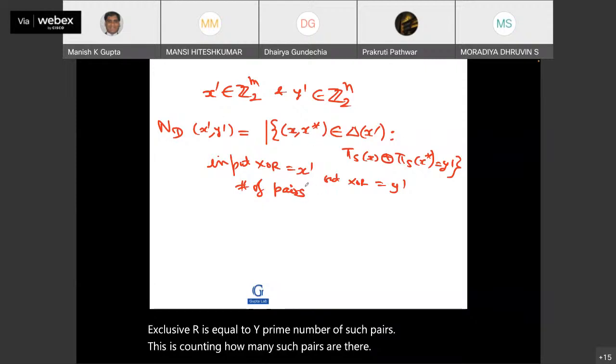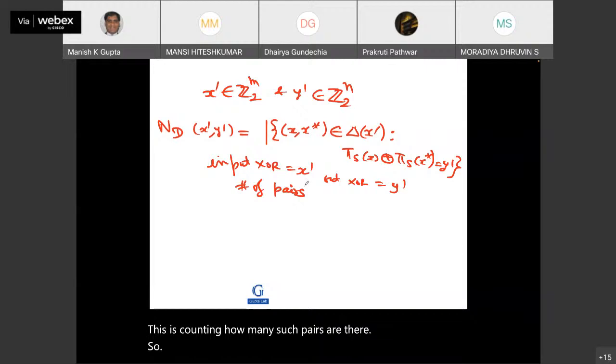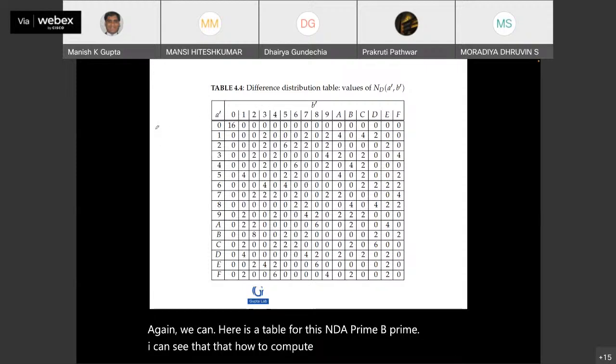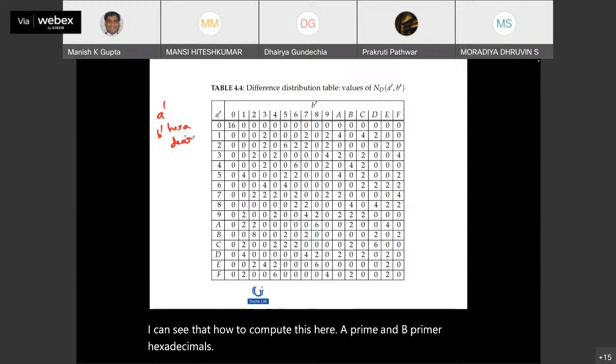Again, here is a table for this ND A prime B prime, and I can see how to compute this. Here A prime and B prime are hexadecimals, over input and output exclusive ORs.